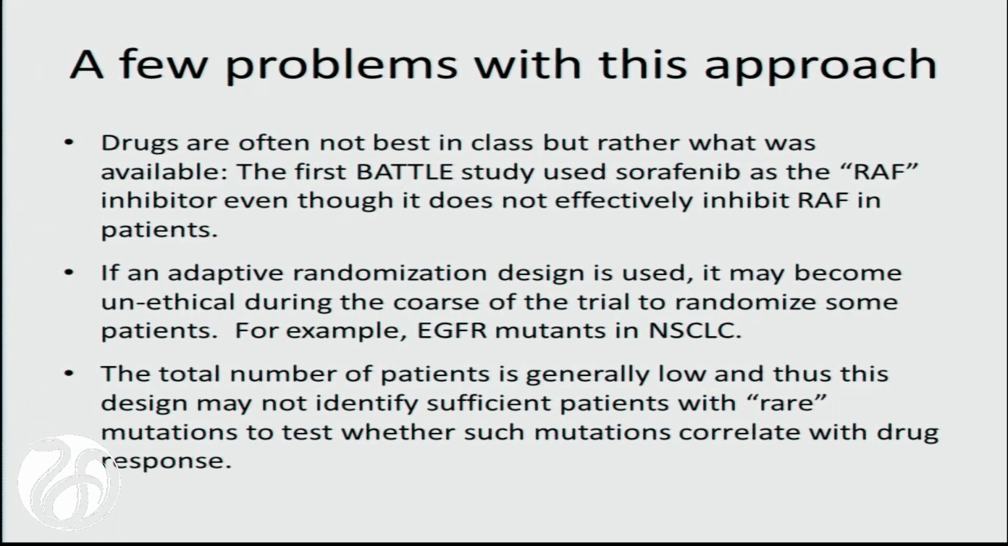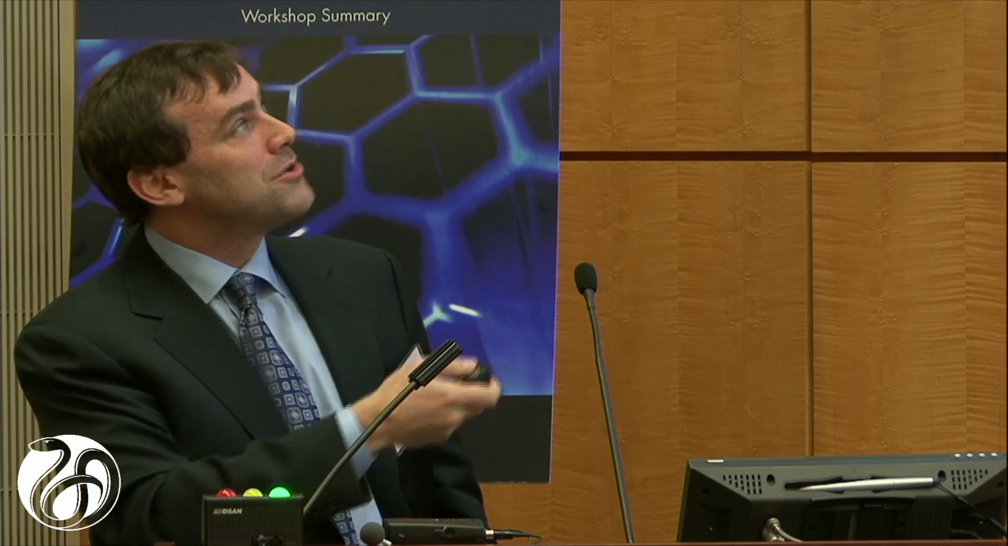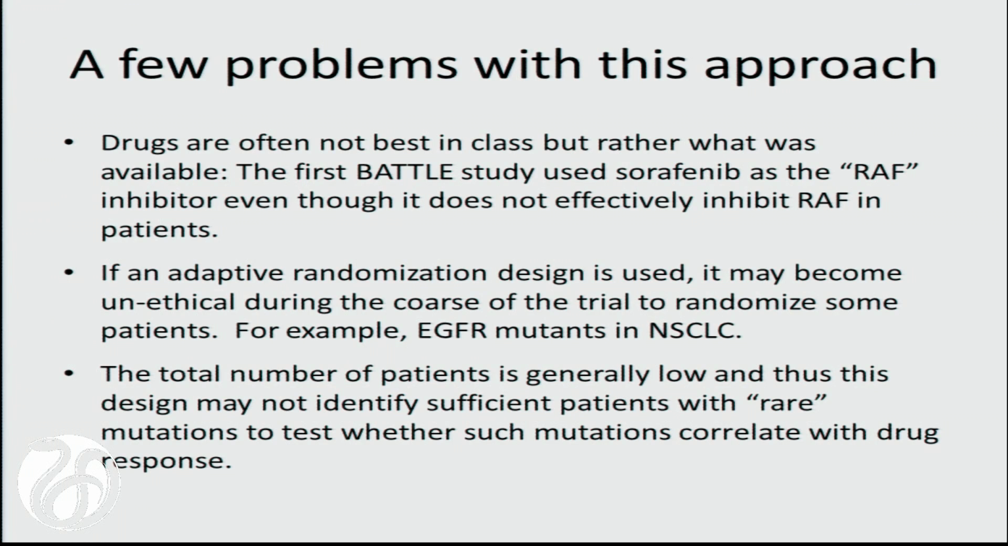I don't have time to talk about it here, but I think if this adaptive randomization design is used, there's a potential possibility that some of the arms, randomizing patients to them, could actually become unethical or uncomfortable for the clinicians and patients as the trial goes on. And this was an issue with EGFR mutants in lung cancer because during the course of the study, it became clear that EGFR mutants were responding to erlotinib and probably needed to be given that drug and not adaptively randomized to one of the other arms.